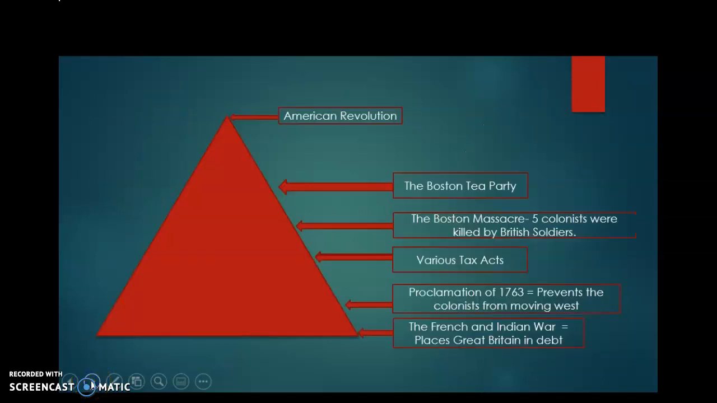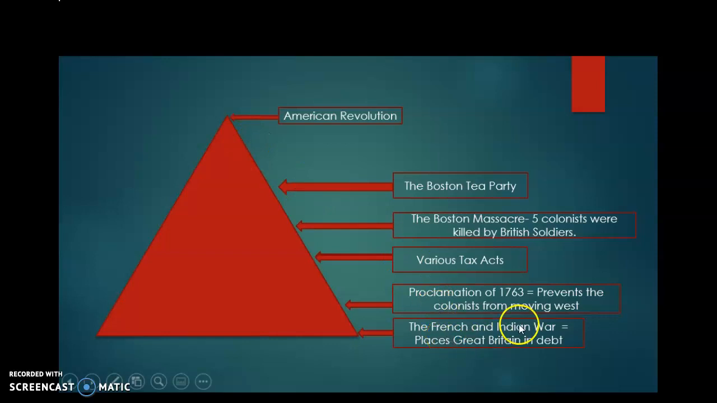So here we are to our diagram. Remember, we're seeing how we eventually get up to the American Revolution. We're seeing each event as the rising tensions between the British and their American colonies.